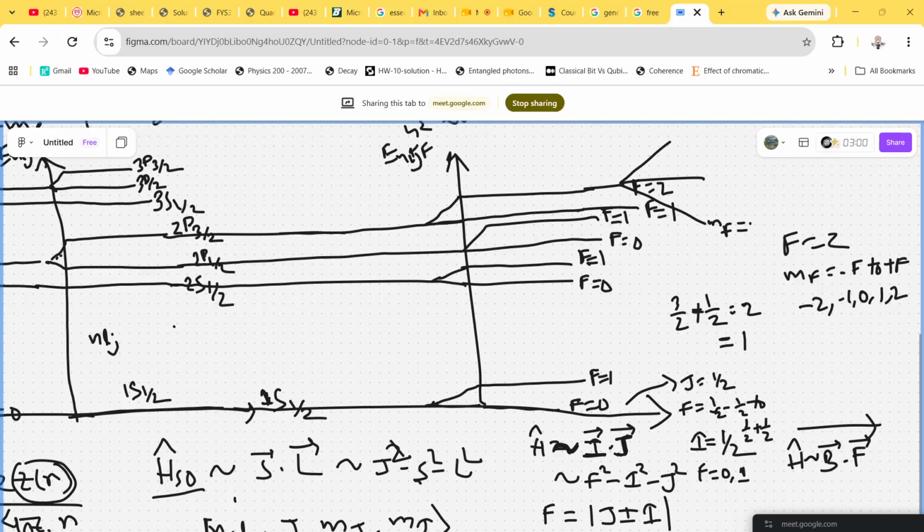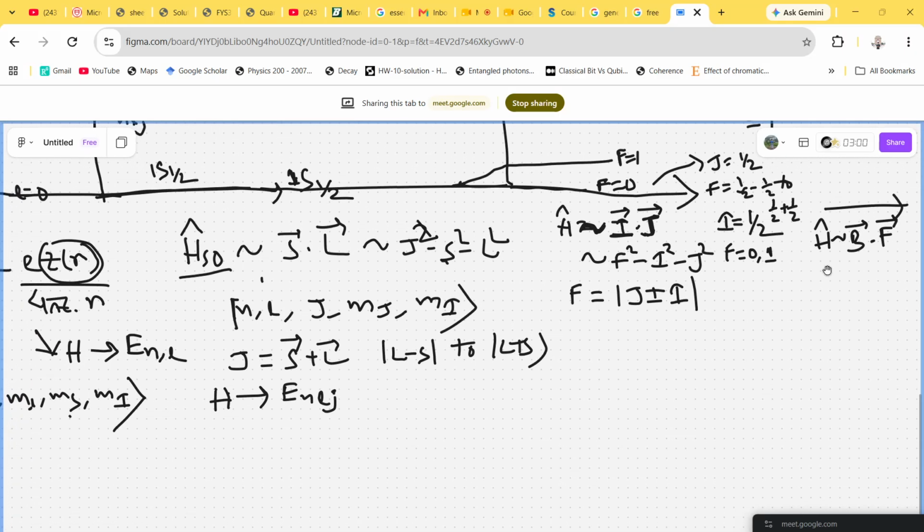MF equals -2 will come here. MF equals -1, MF equals 0, and MF equals 1 and 2. So all will break. This is the furthest breaking you can go. After that you don't have anything to break. So this is the complete atomic picture, that is how you write the complete Hamiltonian.